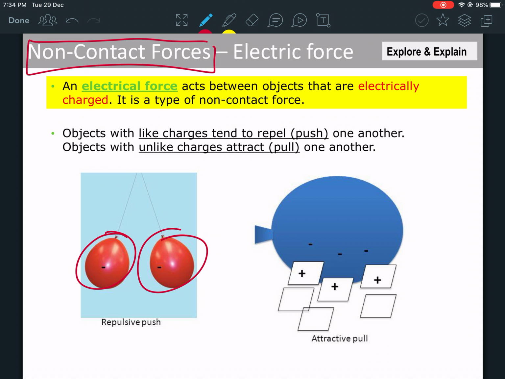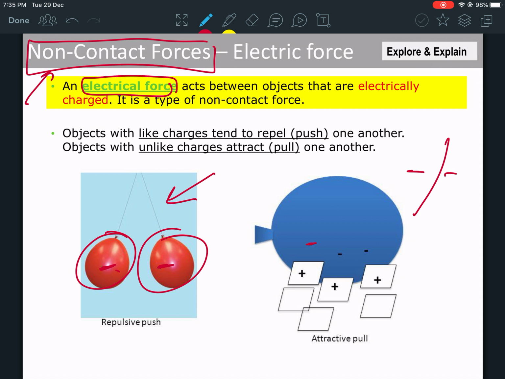And this is an electric force. Electric force is non-contact because these two balloons are able to push each other apart because they are both negatively charged, and negative charges repel each other. So when you put these balloons close together, they don't touch, they push each other apart without touching. So this is a non-contact force.